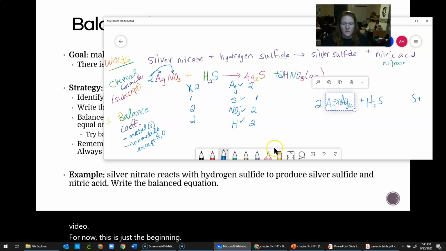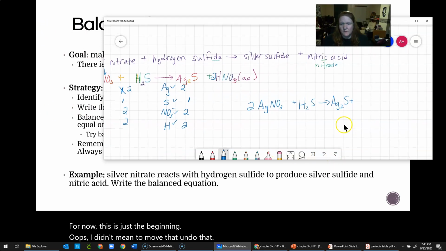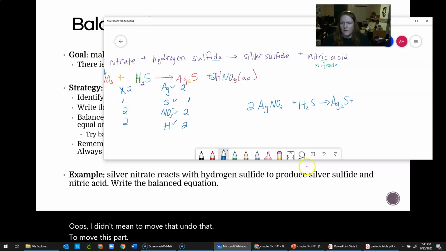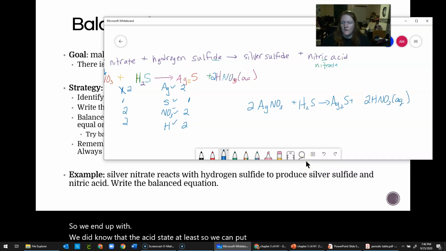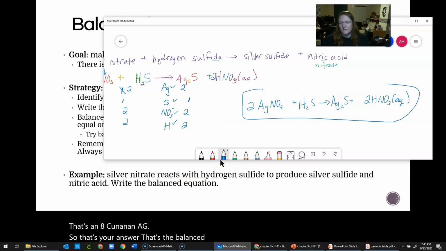Oops, I didn't mean to move that. Undo that. I meant to move this part. So we end up with, well, we did know that the acid state at least, so we can put that down now. Okay? That's an AQ, not an AG. So that's your answer. That's the balanced reaction.